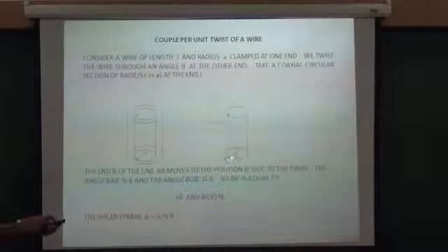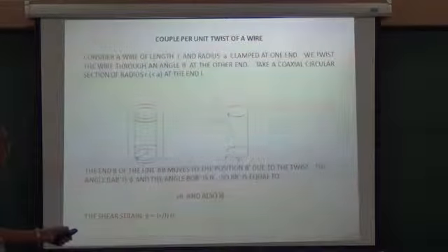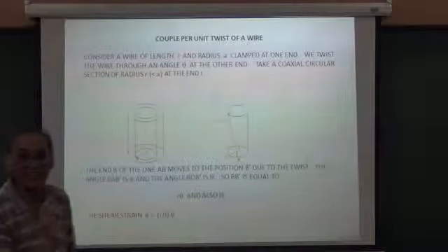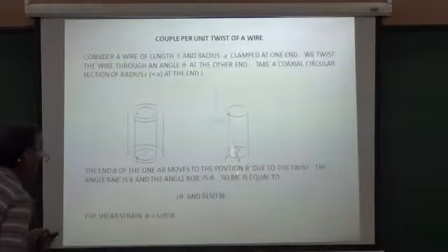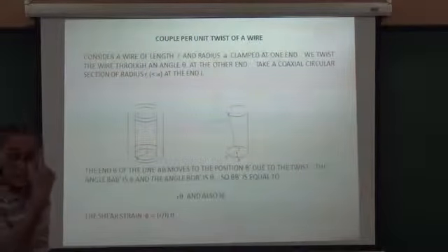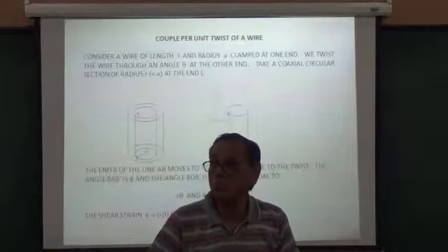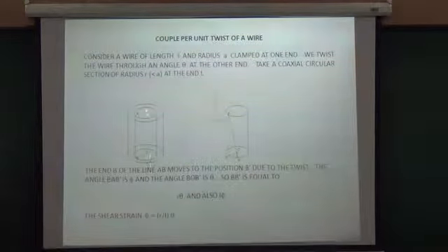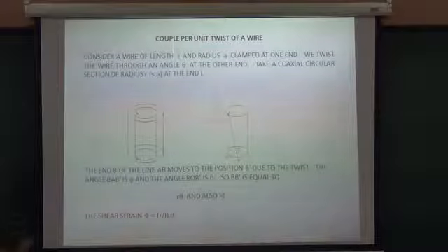So if phi and theta are small, the displacement BB dash is the radius r multiplied by the angle of twist. r into theta is BB dash. It is also equal to AB into phi, the shear strain. AB is the length of the wire, so L into phi must be equal to r into theta. Therefore, phi, the shear strain at a radius r, is r by L into theta.